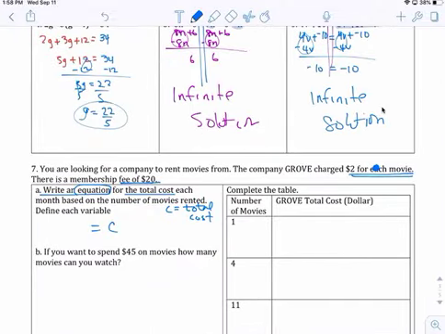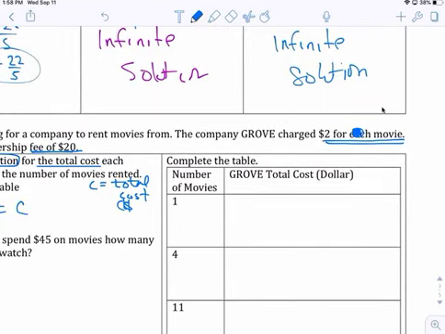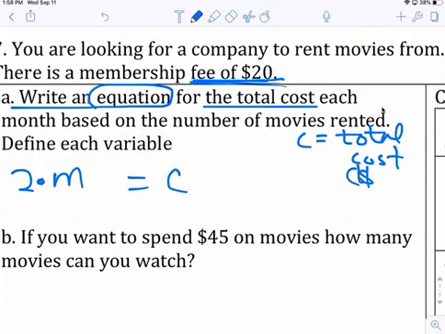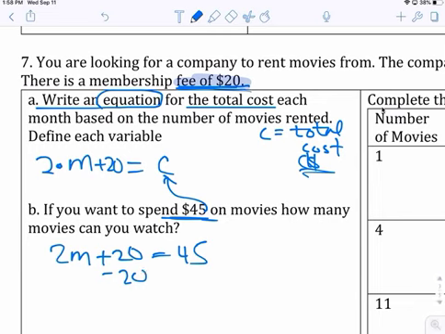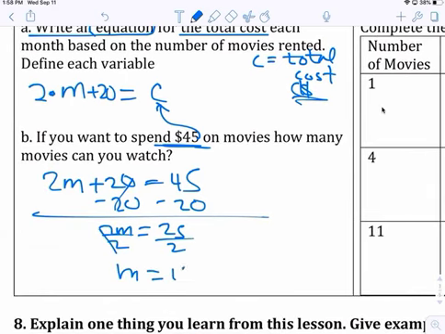Okay, and this one, total cost in dollars, and then we said $2 for each movie. Each means times in math, so 2 times the number of movies you're going to watch, plus there's no per here anywhere, it's just a fee, so plus $20 in fee. If you want to spend $45, dollars goes under cost, so 2 times the number of movies plus 20 equals 45. Subtract 20, 25, divide by 2, m equals 12.5.